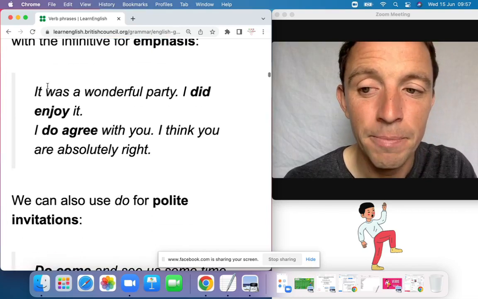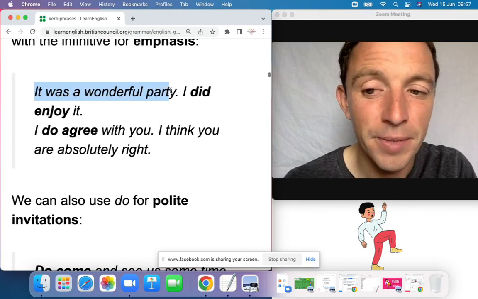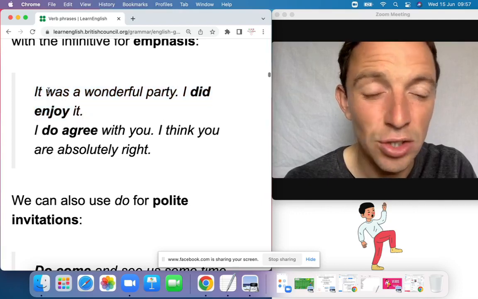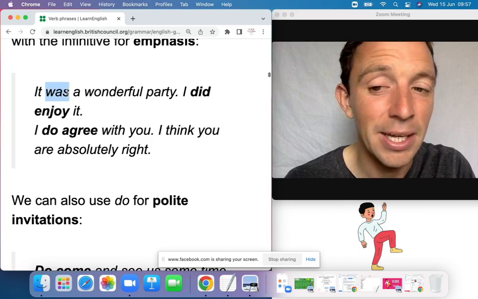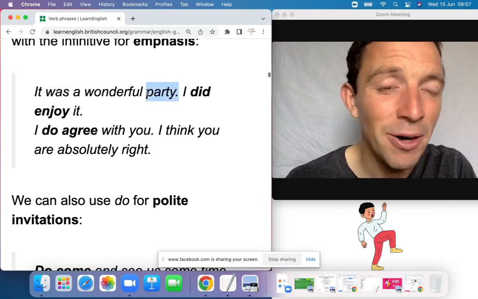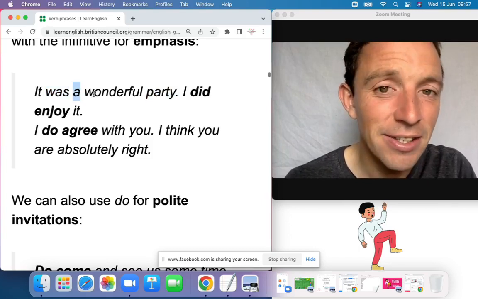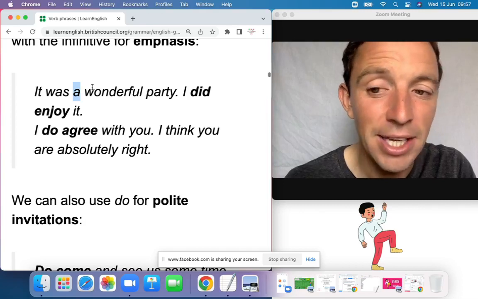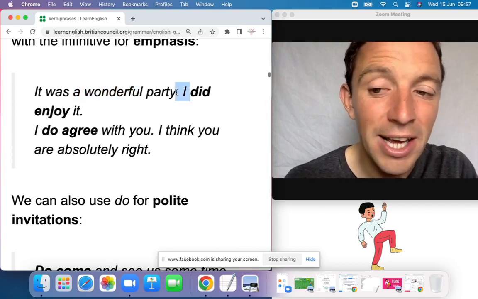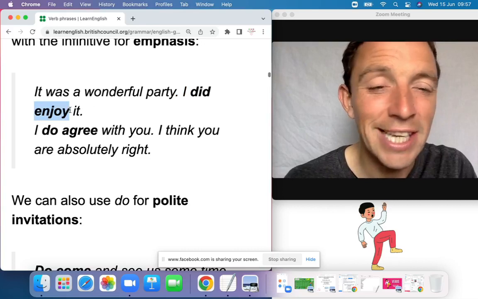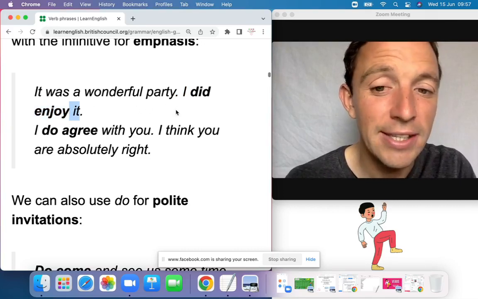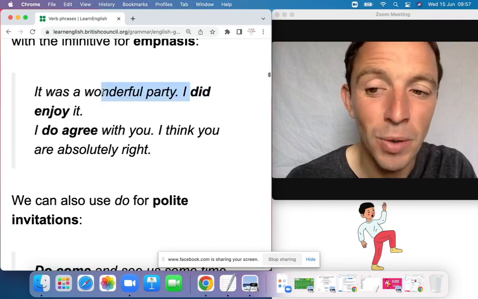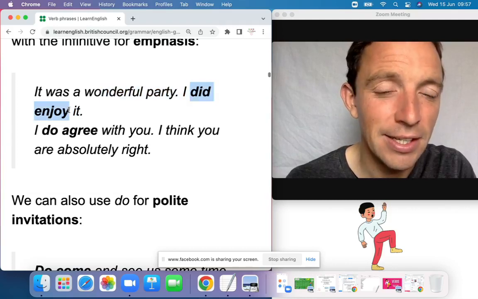For example, it was a wonderful party. I did enjoy it. It is the subject. The verb is to be in the past simple. It was. Party is the noun. A is the indefinite article connected to the party. Wonderful is the adjective. I is the subject. Enjoy is the verb. And it is the object, the party. So I enjoy it, but it's the past. So I did enjoy it.